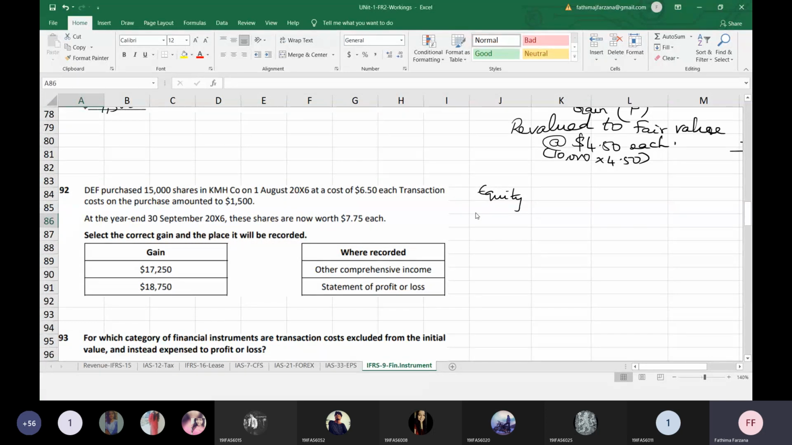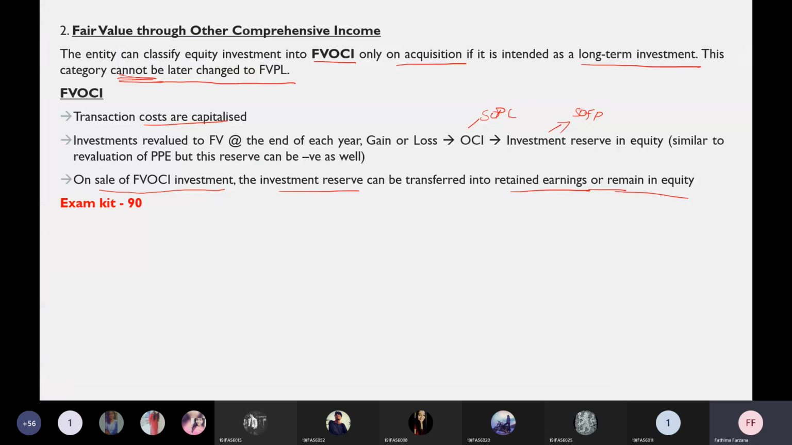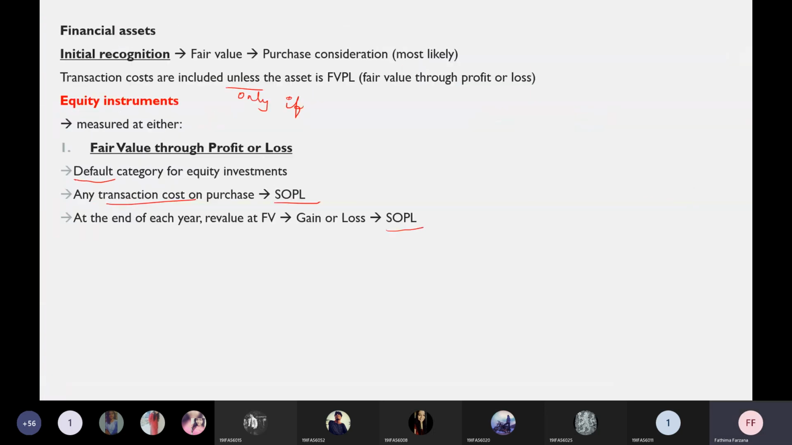So equity under FVPL, right? This is the default. I'll just write it as default so that you can understand. I'll be considering only this method now. Let me go to the theory again. Going very slowly. If there is any confusion, you can ask me. What is the default category? Equity. This is the default category of equity investment. Any transaction cost, what should we do? SOPL. Yes, we'll take it to SOPL.